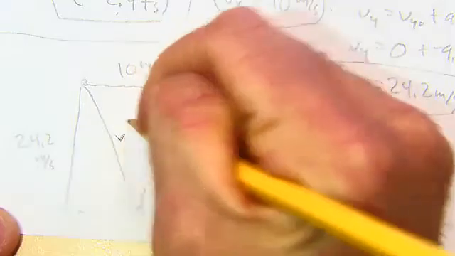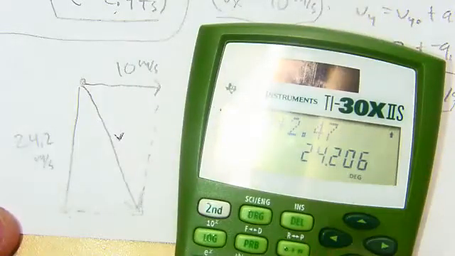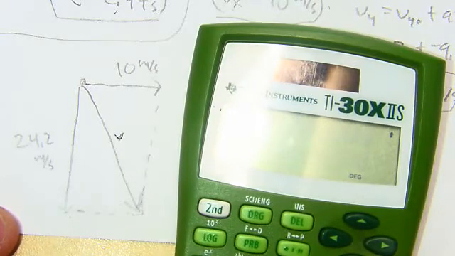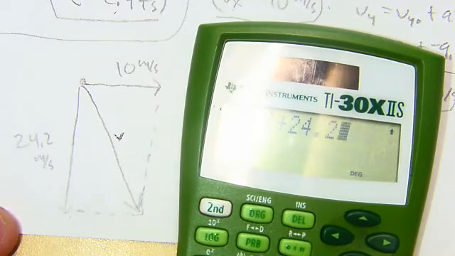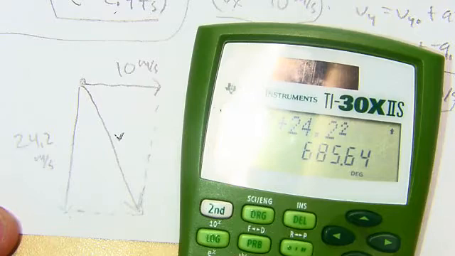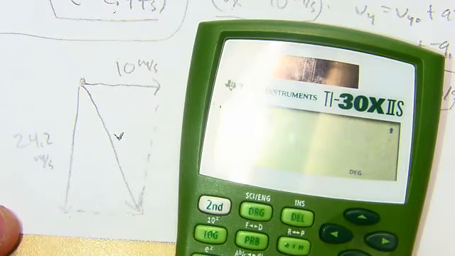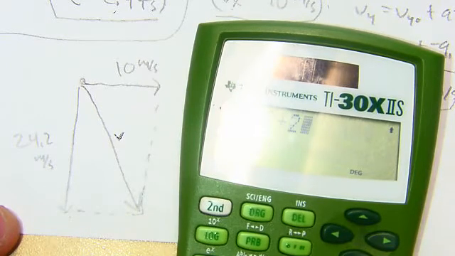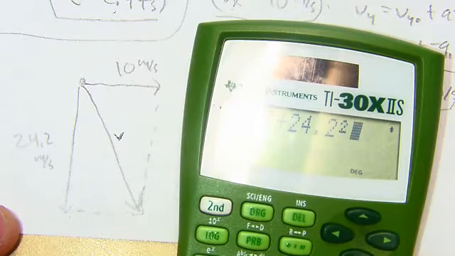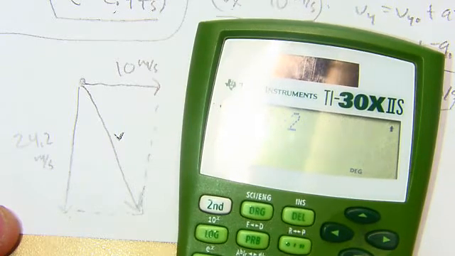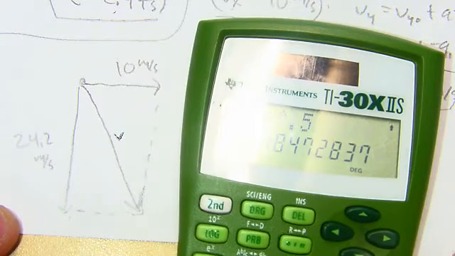So for the actual velocity here, you would use the Pythagorean theorem, which you can do pretty quickly, right? 10 squared plus 24.2 squared, and then square root that answer. I'm getting, oh boy, messed that up. 10 squared plus 24.2 squared, and then I'm doing it to the 0.5, which is square root, 26.2.